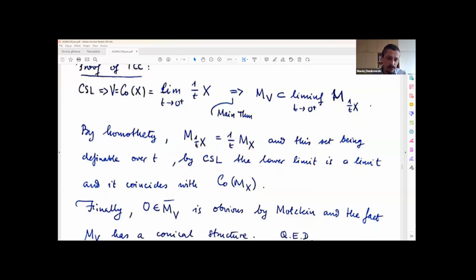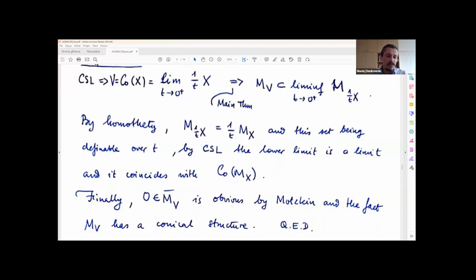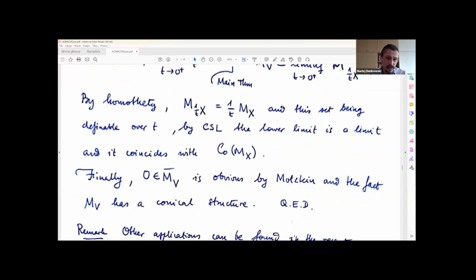But then by the Motzkin theorem, since we've assumed that V is non-convex, we see that the medial axis MV is non-empty. It is a cone, so it is a cone with vertex at the origin. So we get exactly what we wanted, and that's the whole proof.